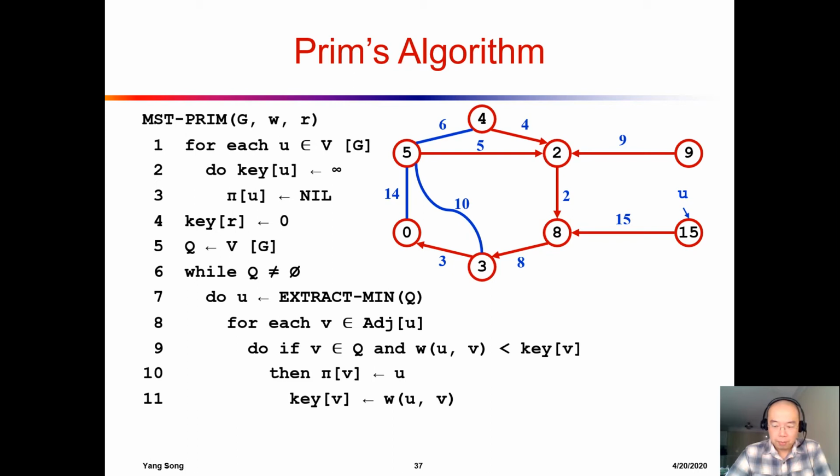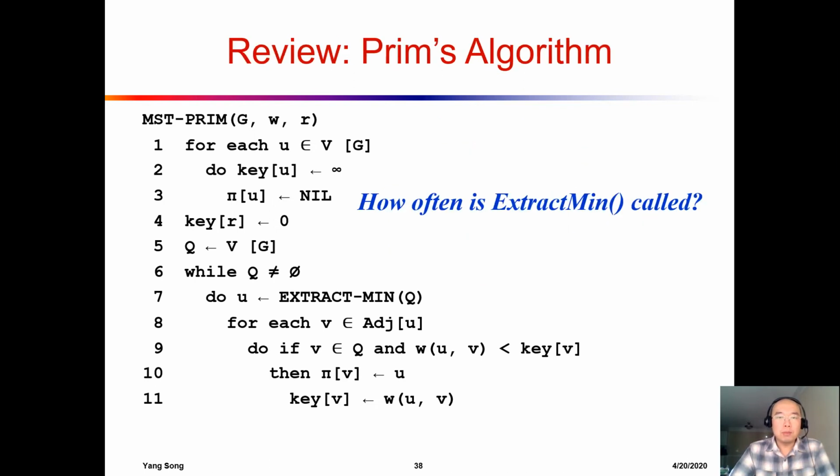And what we have been doing is, we start from a node, and then we want to expand my MST. Eventually we will end up with an MST, a minimum spanning tree. We are keeping part of the edges from the graph, and then we get a tree structure, and we have all the nodes connected. Okay, so this is the Prim's algorithm. And the next part, how often is the extract min called?